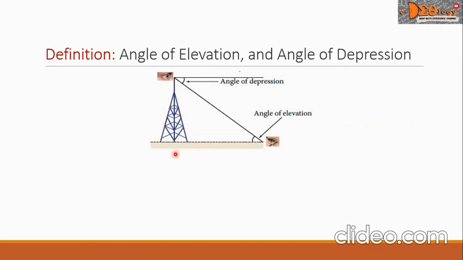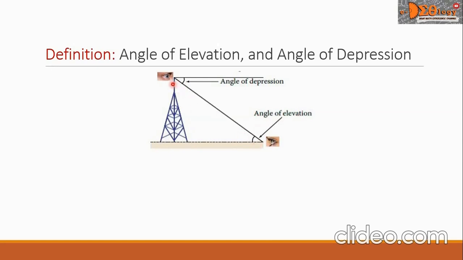Here we have a tower, and we assume that there are two persons present in the figure. One is on the ground, and the other person is on top of the tower. And eventually, they are looking at one another. The person on the ground will look up to the person on top of the tower, and he is making an angle of elevation.